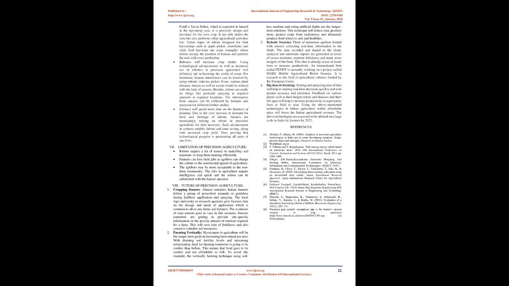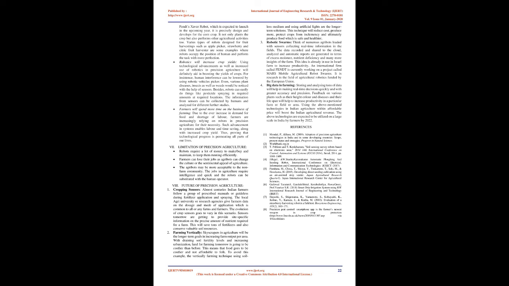3. Robotic swarms. Think of numerous agribots loaded with sensors collecting real-time information in the fields. The data is recorded and shared to the cloud, analyzed, and automatic reports are generated in terms of excess moisture, nutrient deficiency, and many more insights of the farm. This idea is already in use in Israeli farms to increase productivity. An international firm called Fent is currently working on a project called Mars, Mobile Agricultural Robot Swarms. It is research in the field of agricultural robotics funded by the European Union.